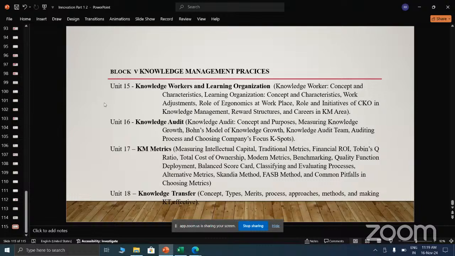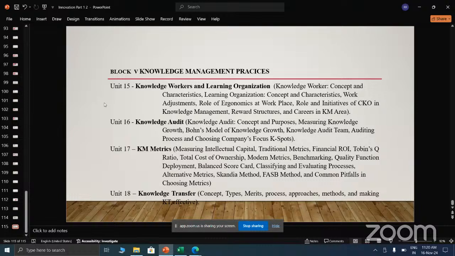And under Unit 17, we will discuss knowledge management metrics. That is how we measure intellectual capital, the traditional metrics, financial or ROI, that is return on investment. We'll discuss Tobin's Q model. We'll also discuss the scorecard, how it is classified, and try to look at how we can evaluate the process. We'll also discuss alternative metrics, the Skandia method, the FASB method, and common pitfalls in choosing metrics.